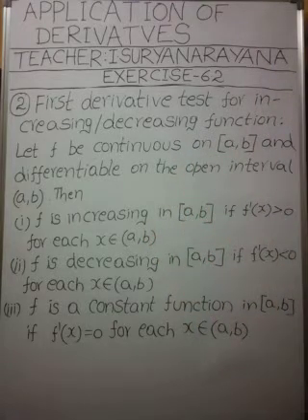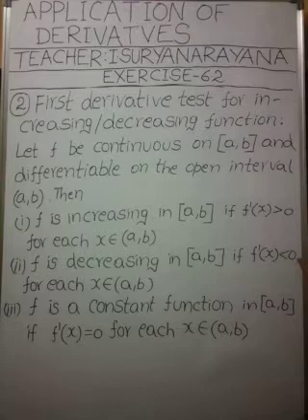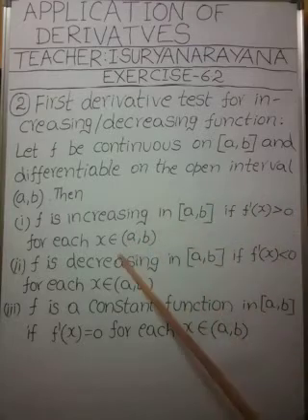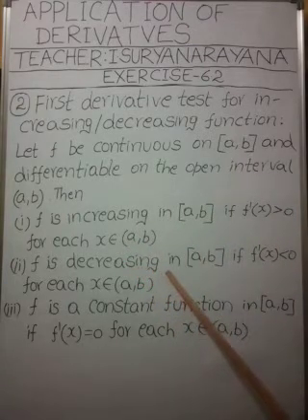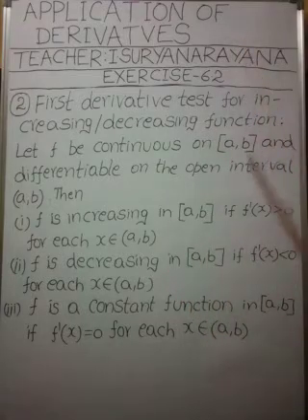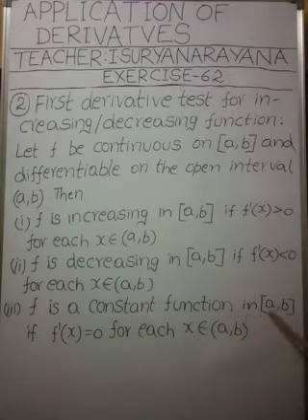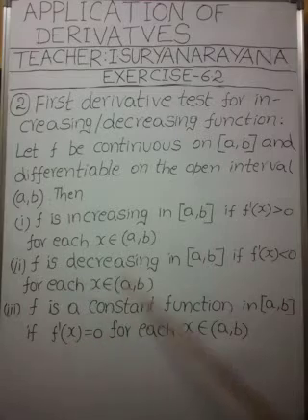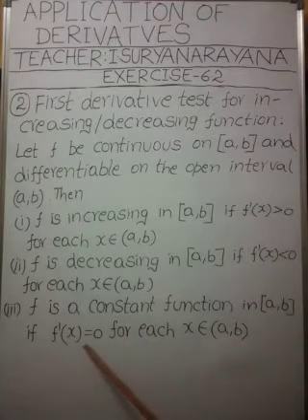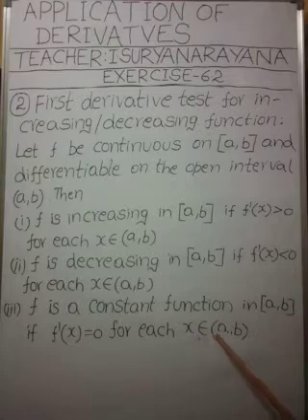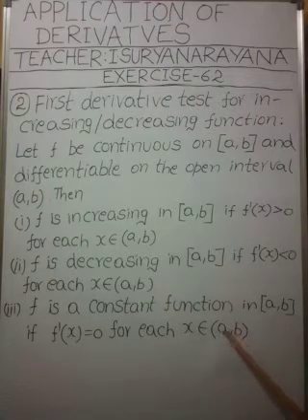On the other hand, if we get a negative number, then we say that f is said to be a decreasing function. Okay, my children, understood? Right. Now come to the third point. f is said to be a constant function in the closed interval a comma b if f dash of x is equal to 0. See here, here greater than 0, here is less than 0, here is equal to 0 for every x belongs to the open interval a comma b.